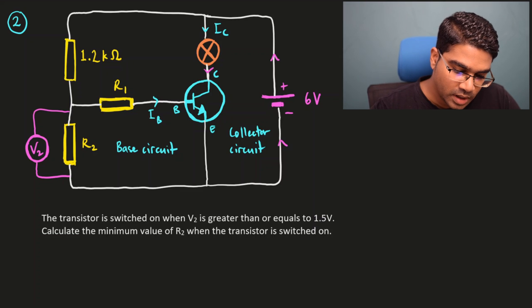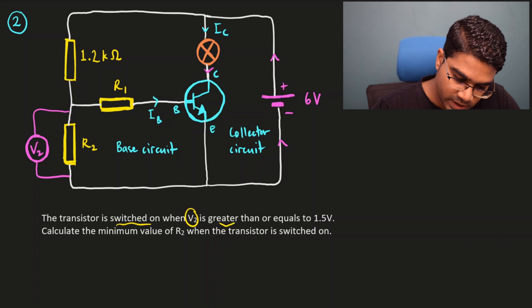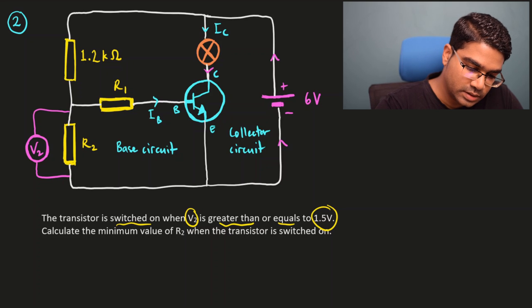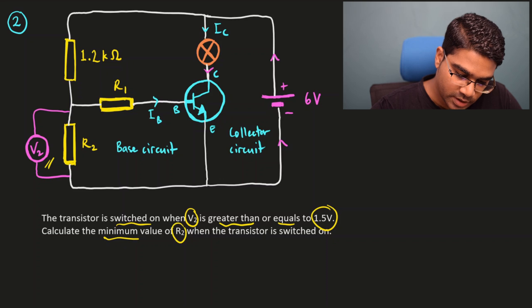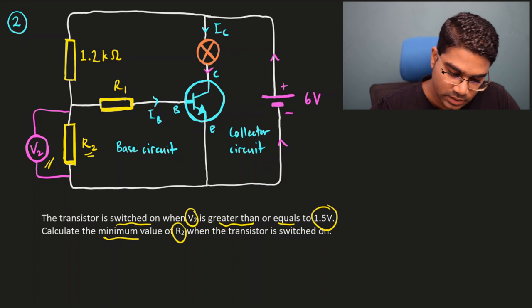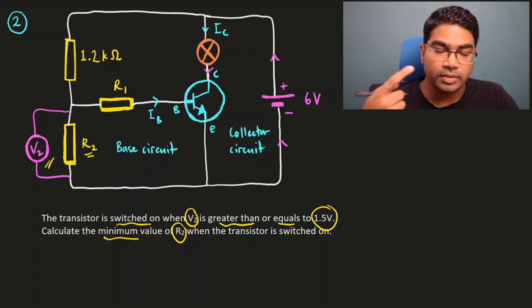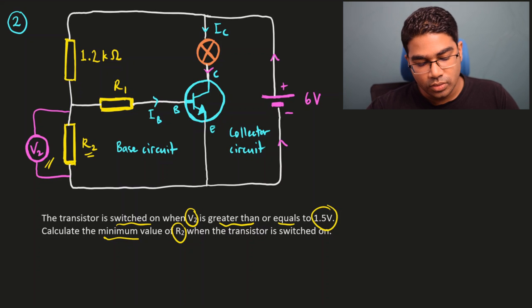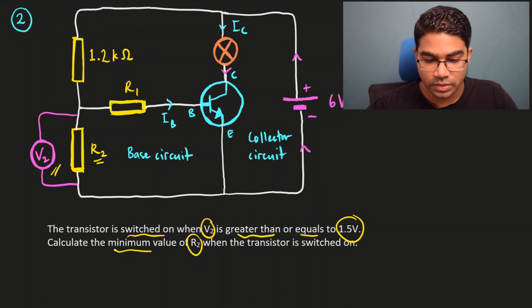Let's look at the question. The transistor is switched on when V2 is greater than or equal to 1.5 volts. So let's just note that V2 is here. Calculate the minimum value of R2. So we're talking about the resistance of the resistor when the transistor is switched on. The criteria for the transistor to be switched on here is that V2 must be at least 1.5 volts. So let's work based on the lowest value, 1.5 volts.